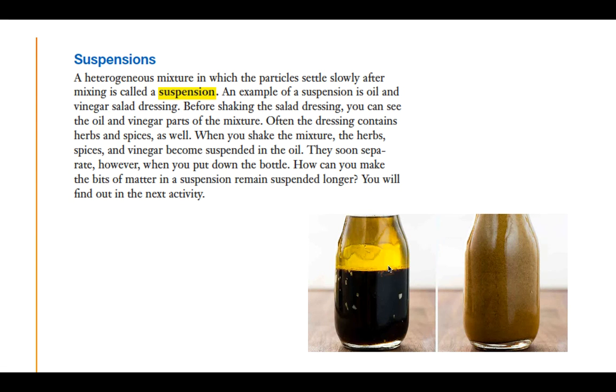Suspensions. A heterogeneous mixture in which the particles settle slowly after mixing is called a suspension. An example of a suspension is oil and vinegar salad dressing. Before shaking the dressing, you can see the oil and vinegar parts of the mixture. Often the dressing contains herbs and spices as well. When you shake the mixture, the herbs, spices, and vinegar become suspended in the oil.